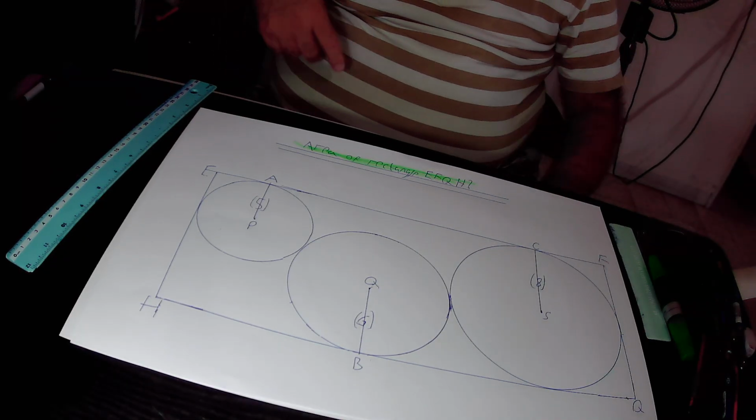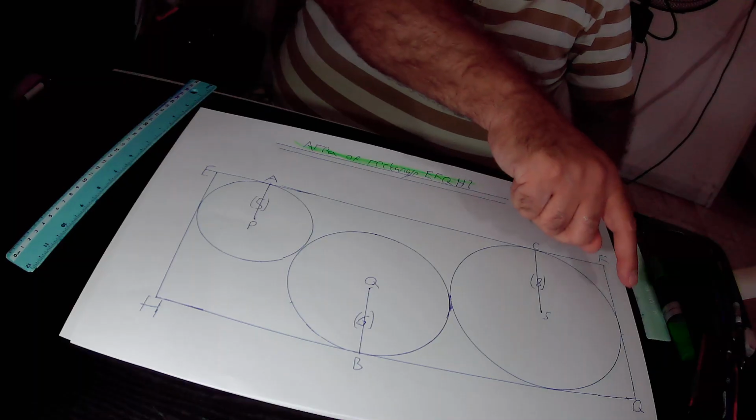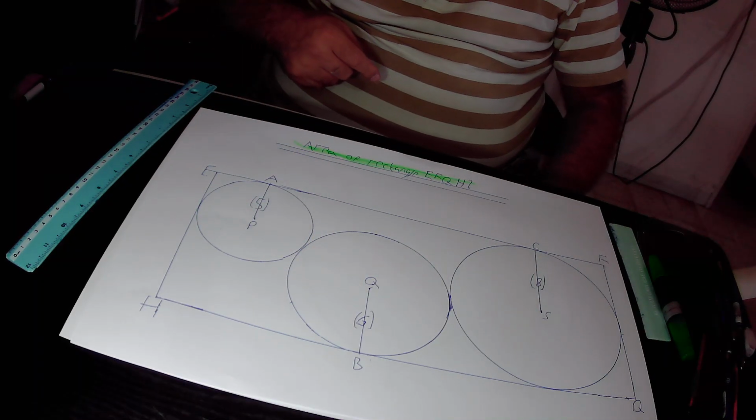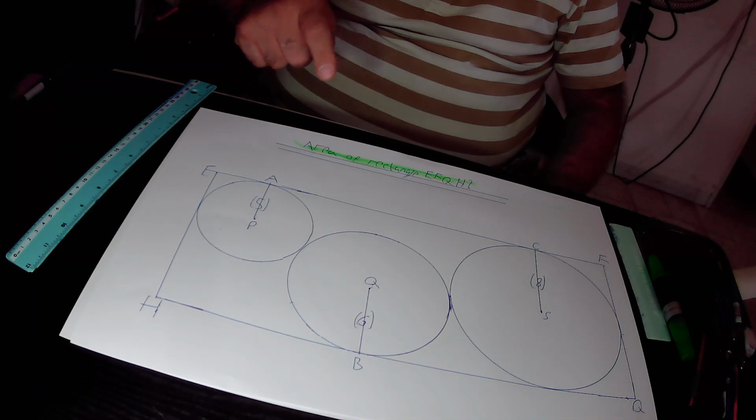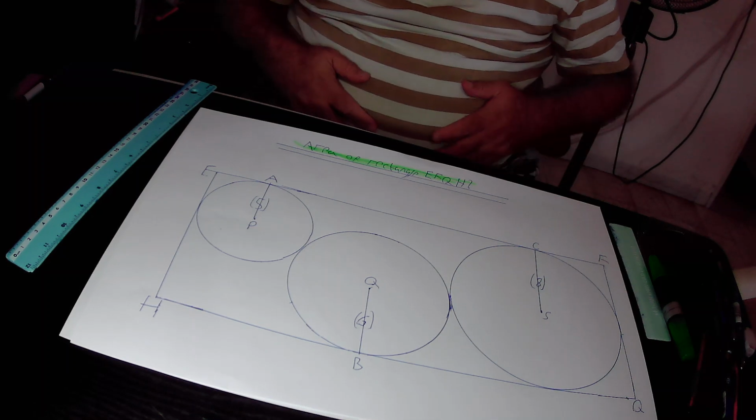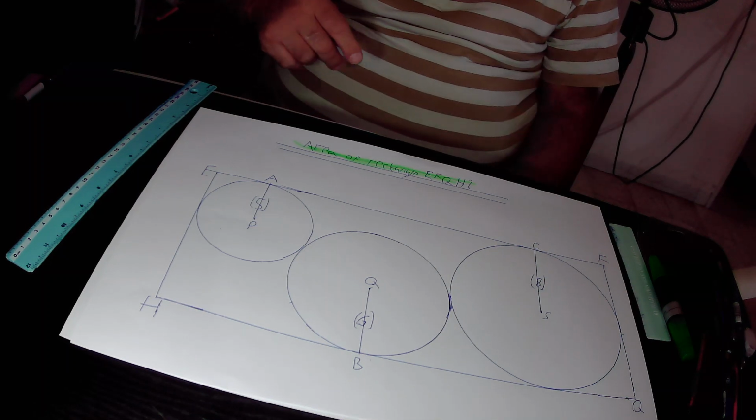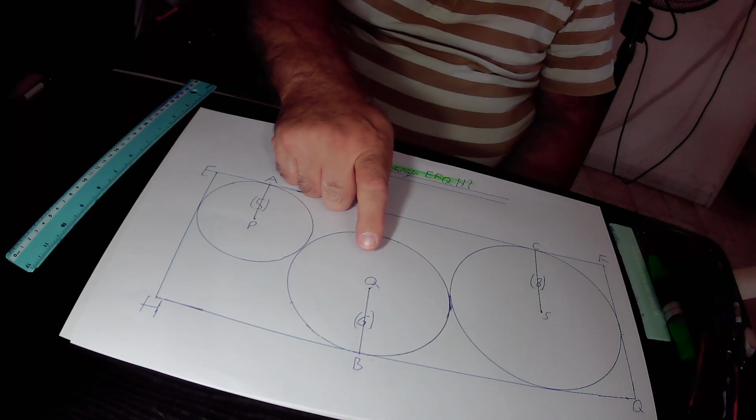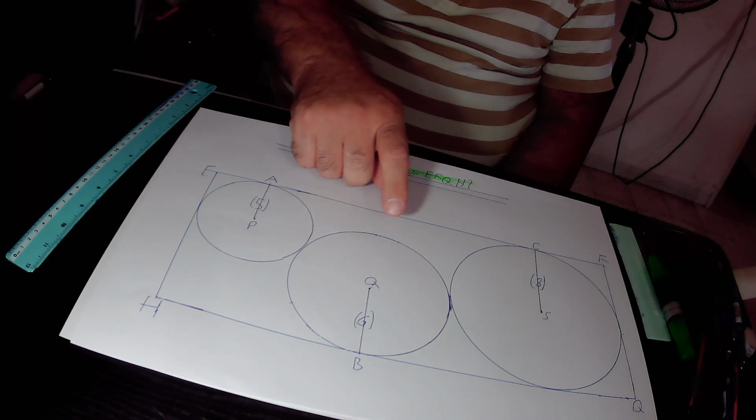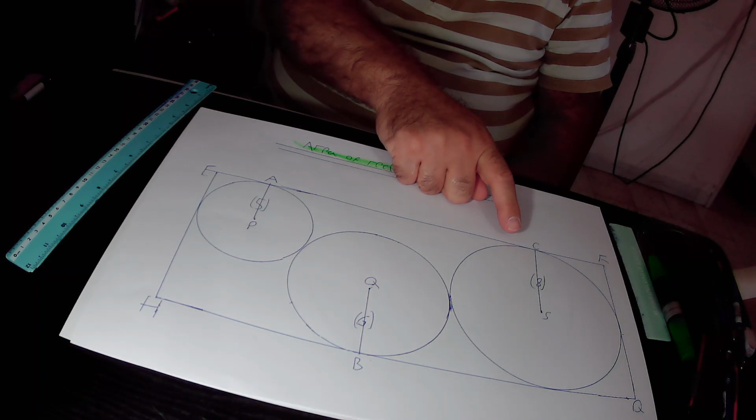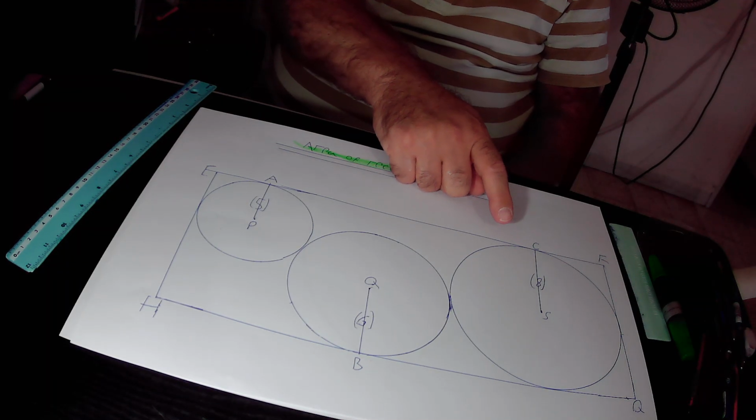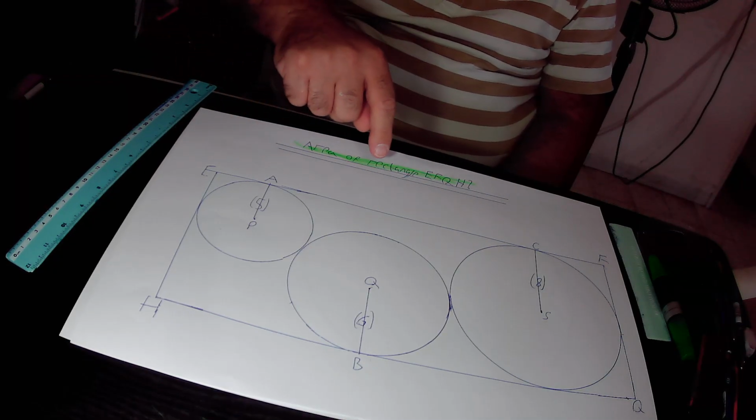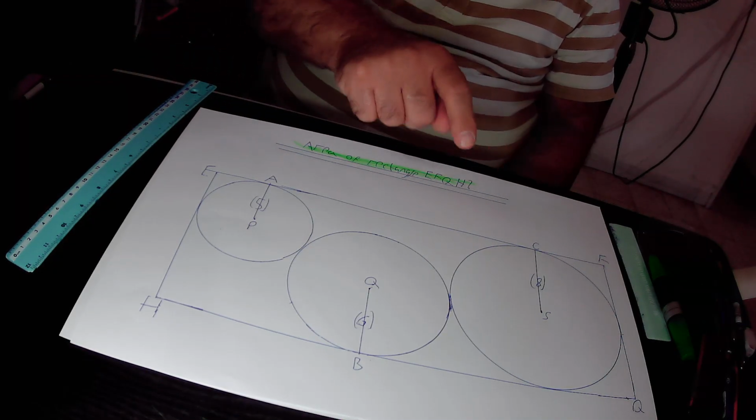In the drawing we have this big rectangle EFQH. Inside this rectangle we have three circles, and the radius of this small circle is 5, the radius of this medium circle is 6, and the radius of this big circle equals 8 units in length. Again, our task is to find the area of this big rectangle EFQH.